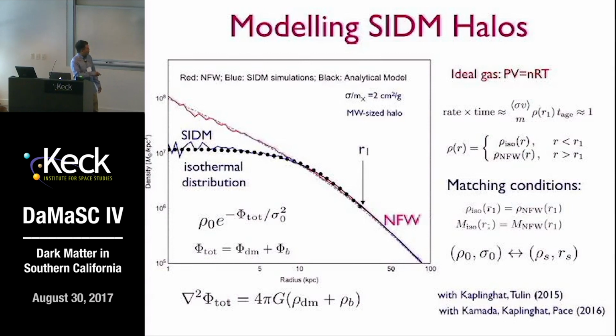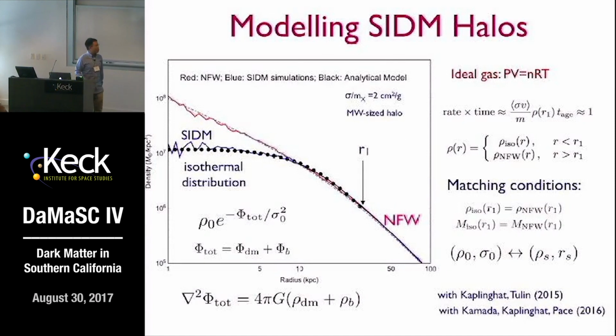And of course, you have to relate your potential to the density distribution. This is just a Poisson equation. So what you do is solve this equation to model the SIDM halo profile. In the outer region, you take NFW. This is where the cross-section gets in. So you assume the collision happens once per age of the galaxy at this point. Then you merge these two profiles together at r1 such that they have the same mass and the same density, right?